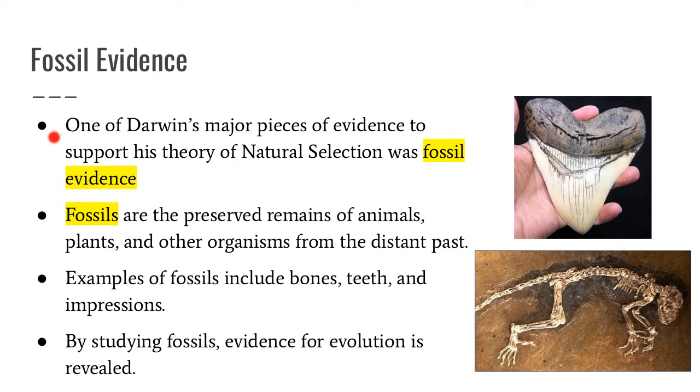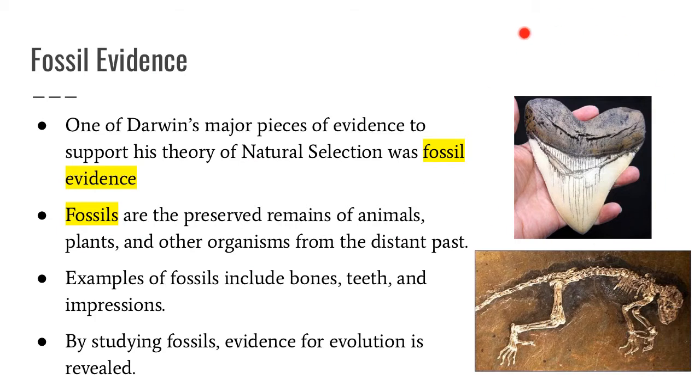One of Darwin's major pieces of evidence to support his theory of natural selection was that fossil evidence. And a fossil is a preserved remain of an animal, plant, or other organism from the distant past. Examples of fossils include teeth, bones, impressions, and by studying these fossils, evidence for evolution is revealed.